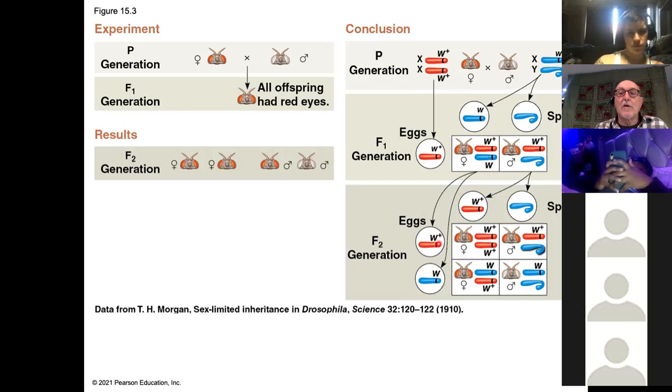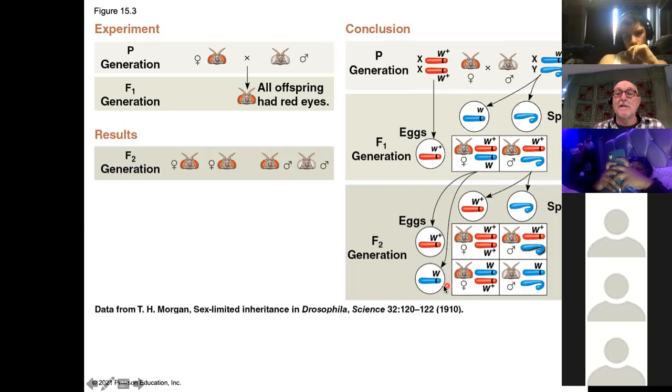But now, look at her eggs. She can only produce W+, red, and white. He's producing red and an X with none of the alleles on it. Let's fertilize them. Homozygous W+, W+, W+.